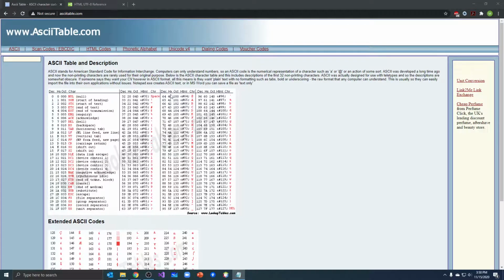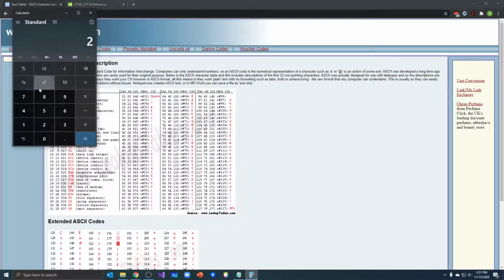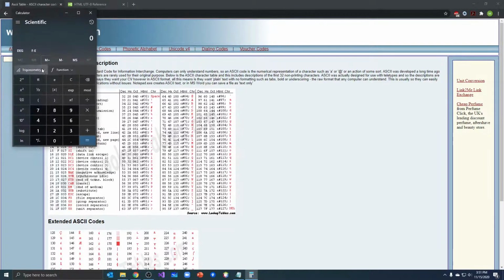So as a result of that, they developed something called Unicode. Unicode is based on up to 32 bits, so 4 bytes, which is 2 to the 32nd power. If you run that through the calculator, that's about 4 billion characters we can use. So it's a lot more.